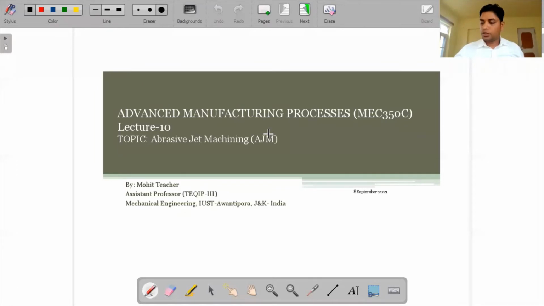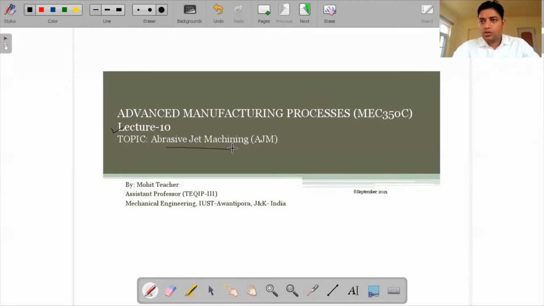Today is lecture number 10, which is based on abrasive jet machining. Up to lecture number 9, for the past 4 lectures, we were discussing the EDM process, that is electric discharge machining. Before that, we were discussing ECM, and before that, we started with the chemical machining operations. So three advanced machining processes we have covered.